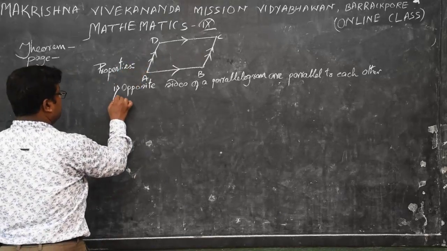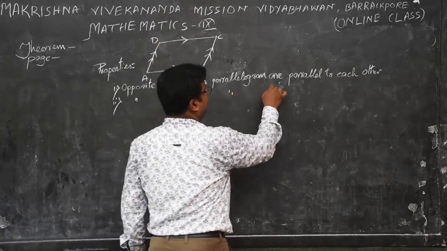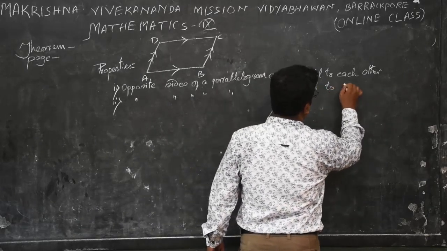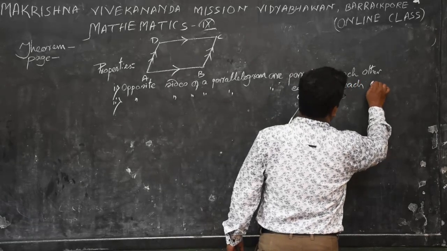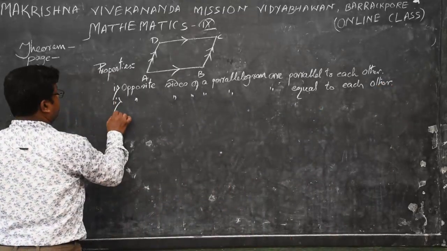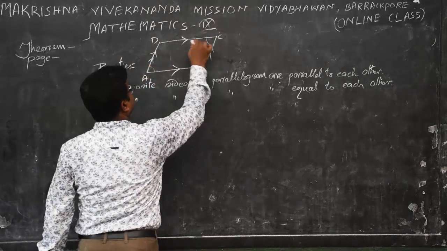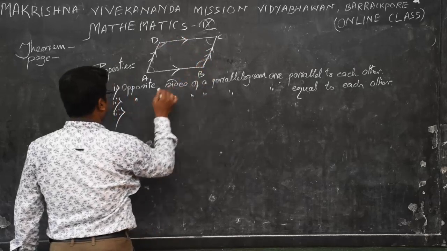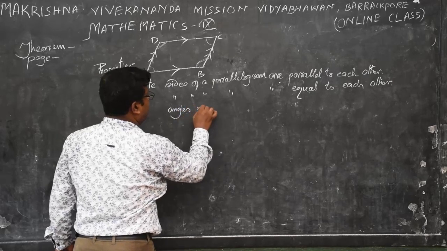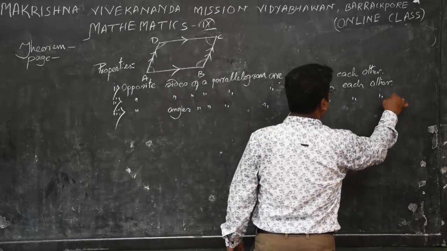Okay. Number two. Opposite sides of a parallelogram are equal to each other. Okay, this is the second property. Number three, opposite angles are equal, that is this angle equal to this angle and this angle equal to this angle. Opposite angles of a parallelogram are equal to each other.